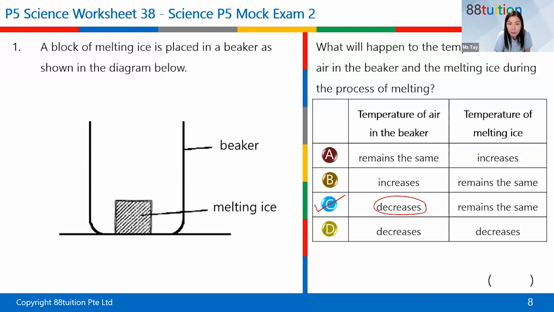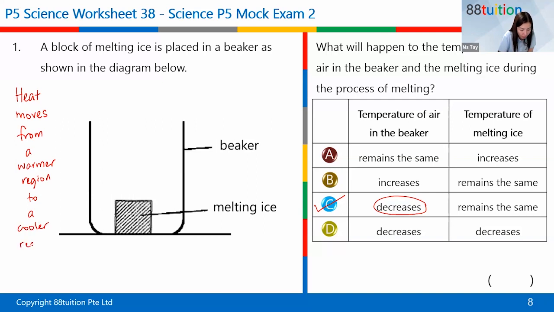Okay. Now, I'm just writing this down. We know that heat actually moves from a warmer region or a warmer place to a cooler region. Region is like area, is like a place.